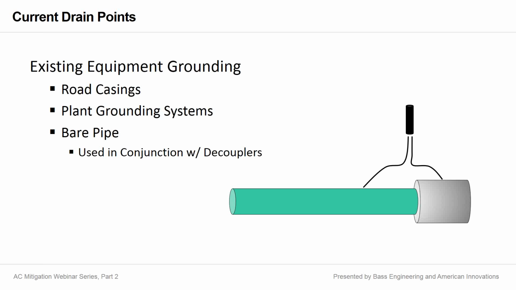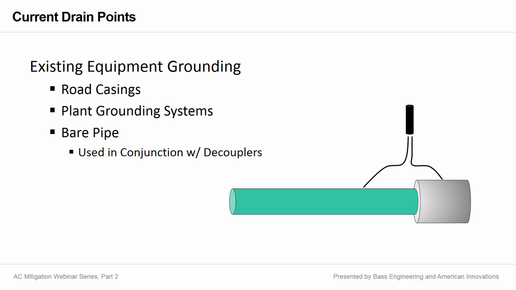The other existing equipment that might be available would be any plant grounding systems. And when we say plant, we're actually referring to any kind of processing facility, sales point, anything of that nature that might have an existing grounding system associated with it. And then finally, any bare pipe that you might have available to you in your system that you could couple to.